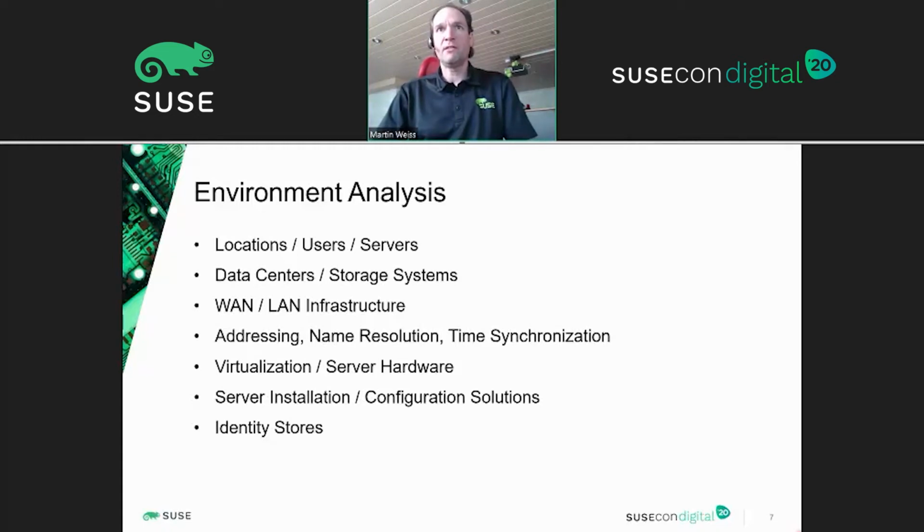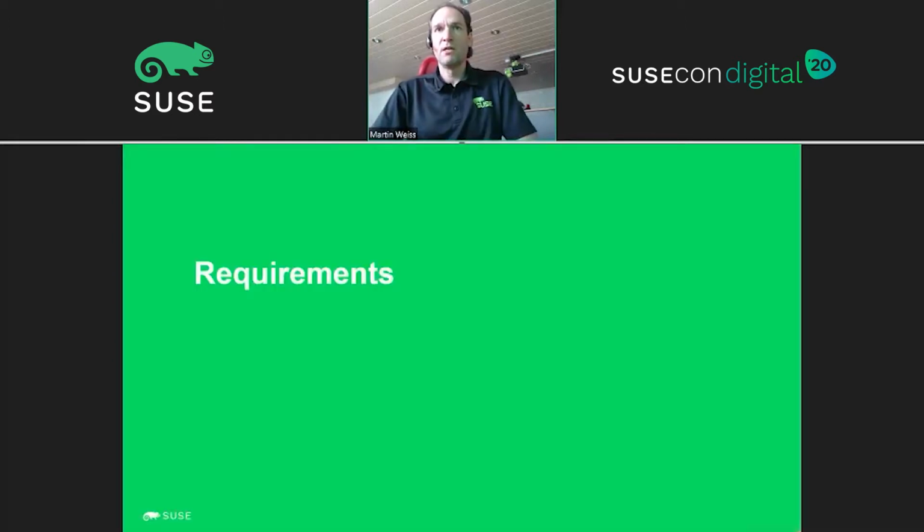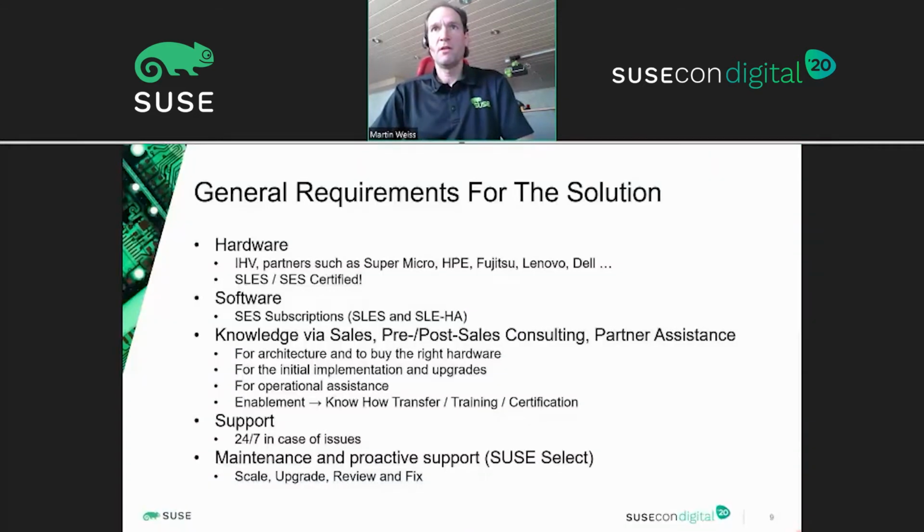So after we have done the analysis of the environment, the next step is we have to understand what the requirements are against this storage system before we can design that properly. And in that area we have two different sets of requirements. First of all, we have the set of generic requirements. So basically we have to figure out what hardware we can use, what special hardware requirements there are, which vendor you want to have the hardware from.